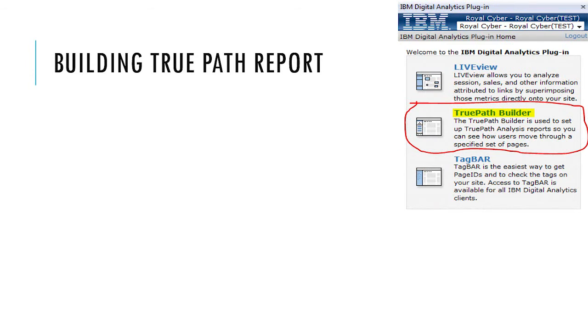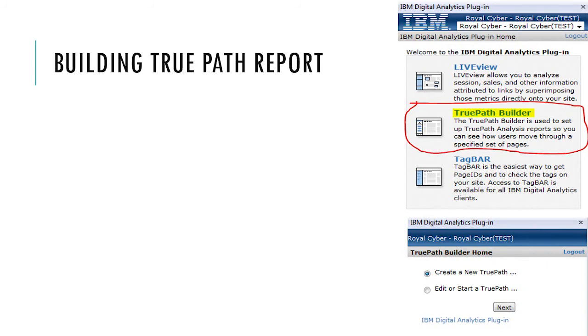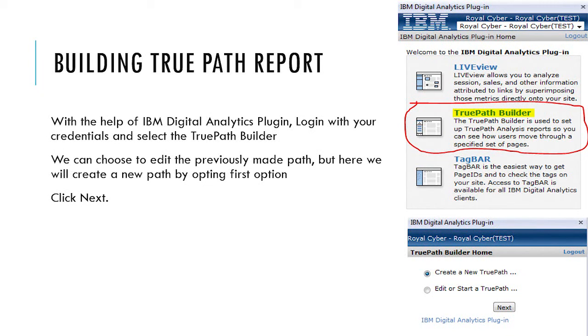Another way to make this a little easier for us is the plugin that IBM provides. The plugin integrates with the Firefox browser or Internet Explorer if you choose to, and as soon as you log into it, you will find there's a true path builder option right in the middle. Once you click on it, you will see that you have an option to create a new true path, edit a previous one, or start a new one. Let's start with creating a new true path.